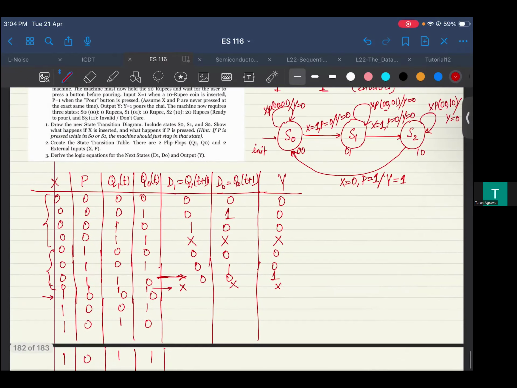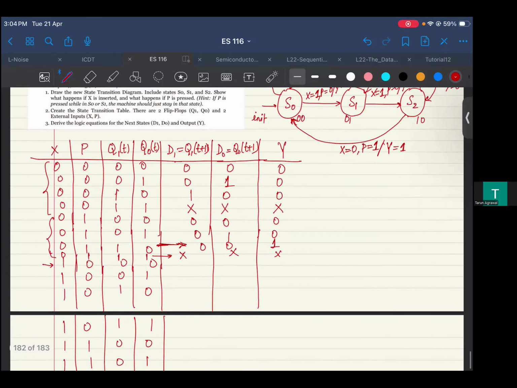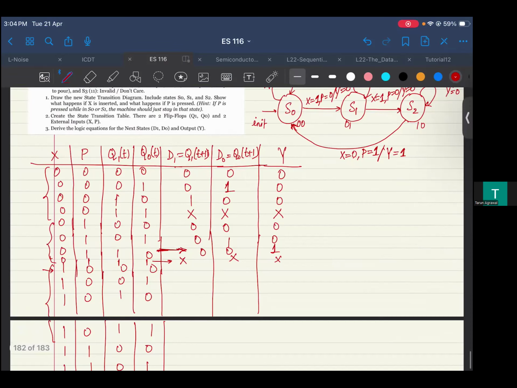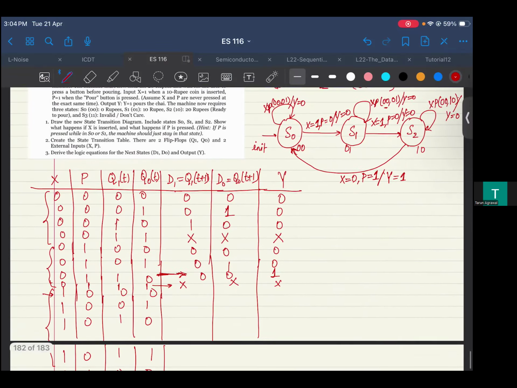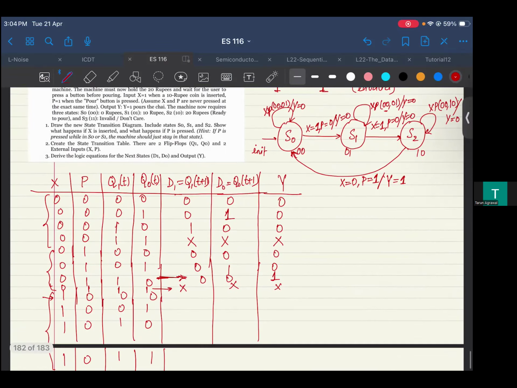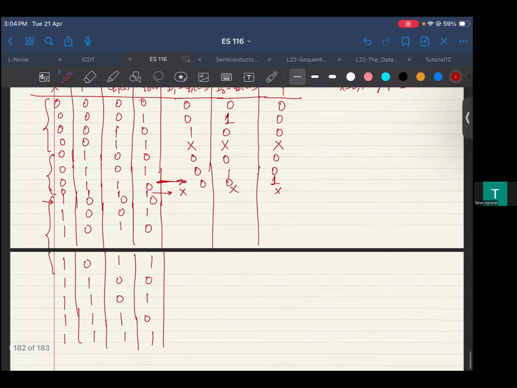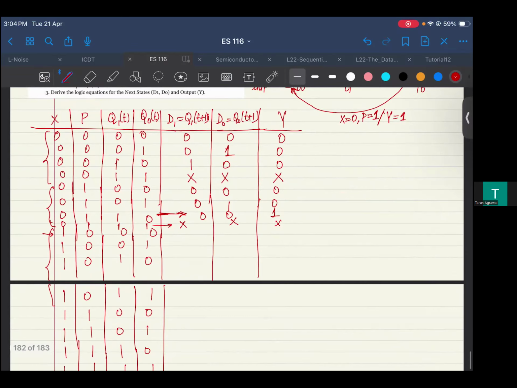Okay. Now let's look at the other cases. Other cases are now 1 1, which is what we are looking at. 1 0 is what we are looking at for the input combination X and P, and 0 0 is your initial state. When your 1 0 is there, you are going to 0 1, right?